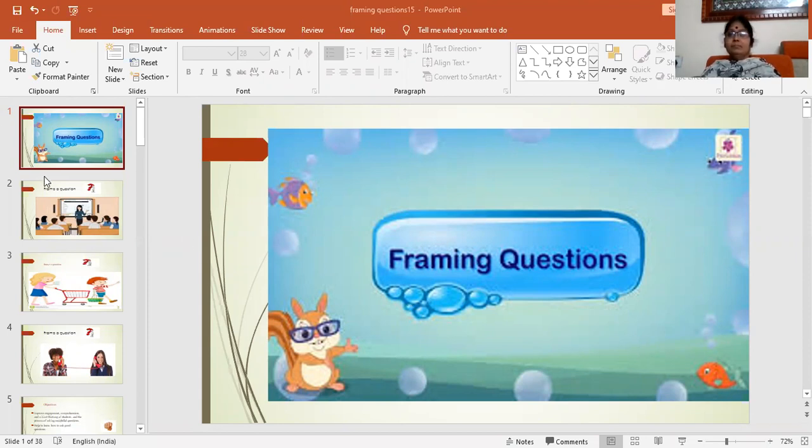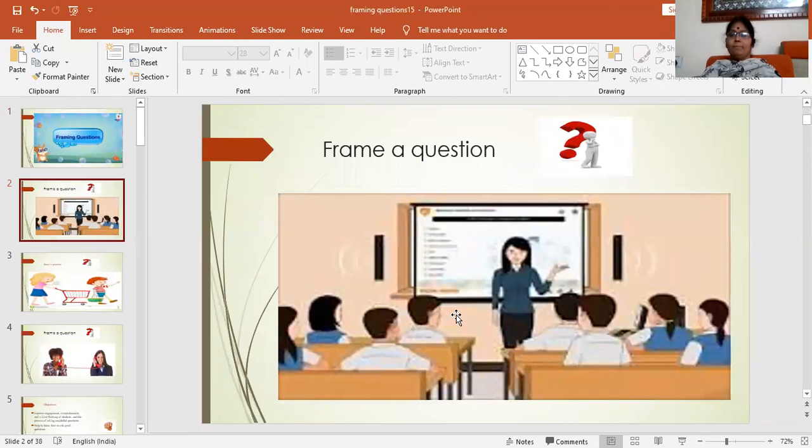Before we can go ahead with our lesson, let us look at this picture. Can you frame questions by looking at this picture? We can frame questions like, what are the students doing, right? Or, which subject is the teacher teaching, right?